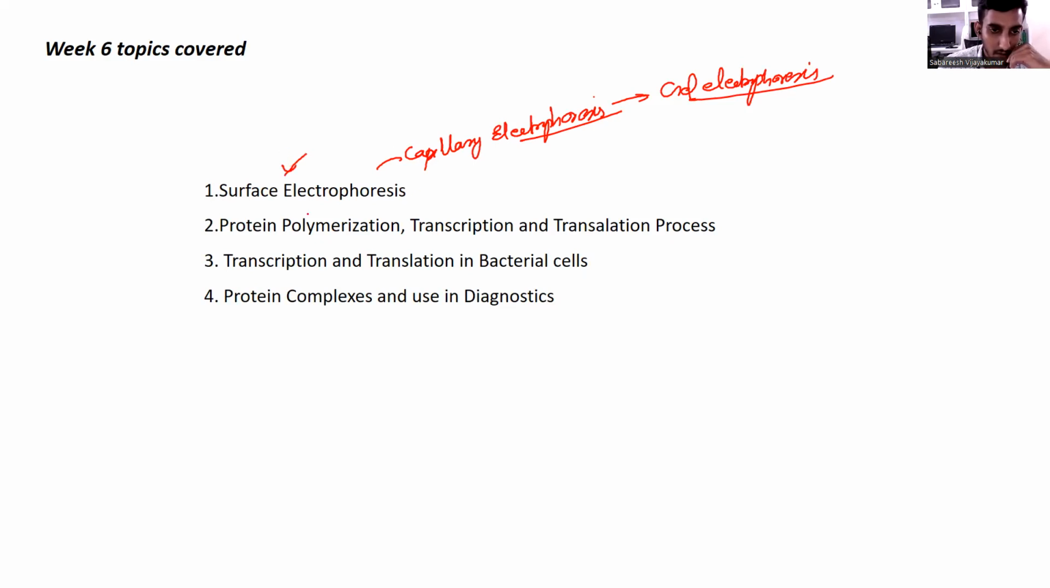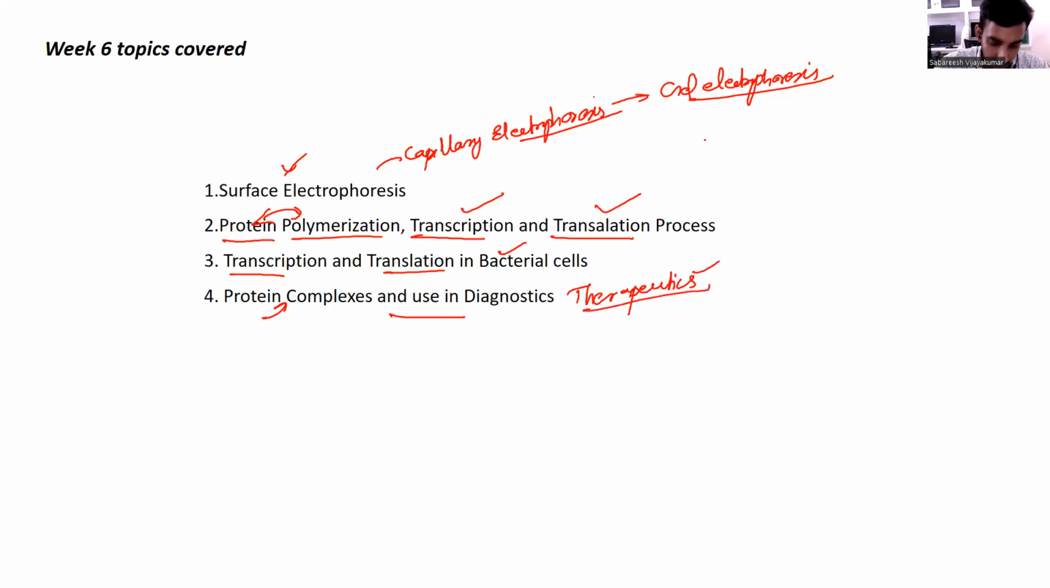Then comes the protein polymerization, the creation of polymers from protein particles. Then the transcription process and the translation process, which are part of the synthesis of DNA or the analysis processes. Also, transcription and translation in bacterial cells were discussed, and the different types of protein complexes and their use in diagnostics or therapeutics were also discussed in the last week's lecture. I hope all of you have gone through the lecture.